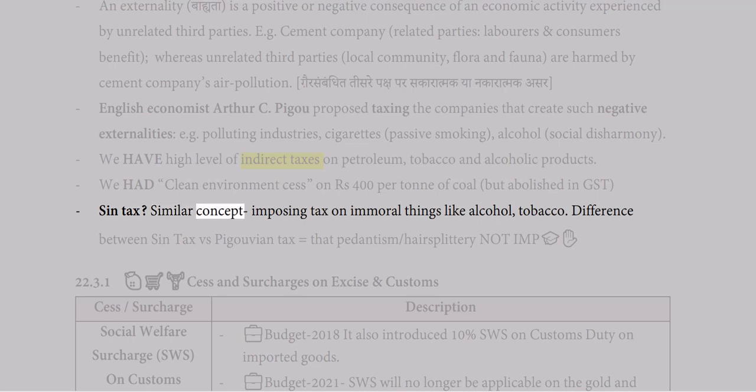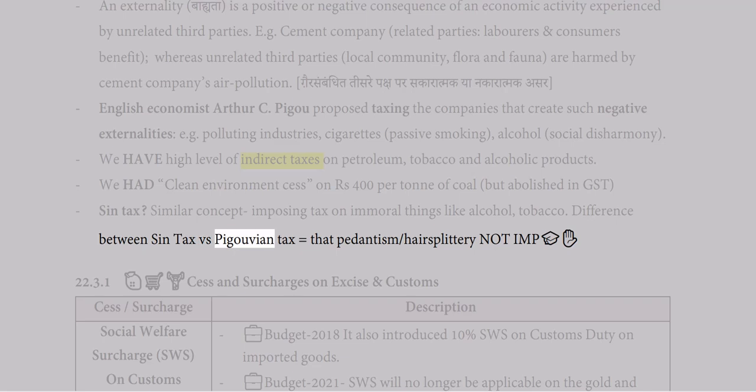Sin tax: a similar concept, imposing tax on immoral things like alcohol and tobacco. The difference between sin tax and Pigouvian tax is pedantic hair-splitting, not important.